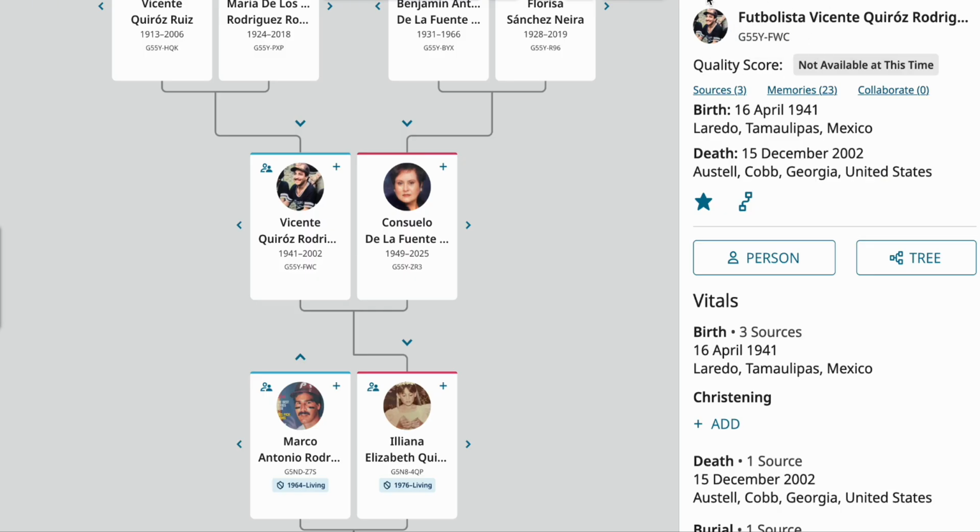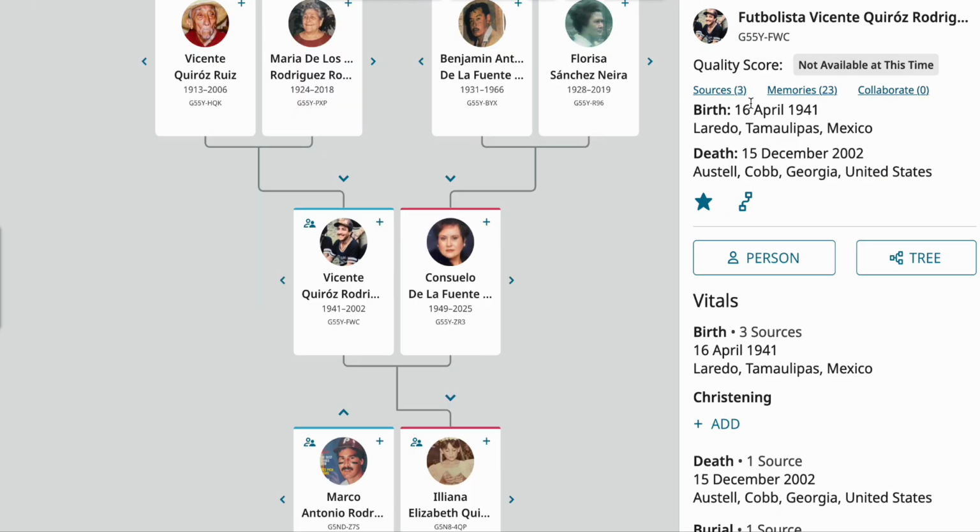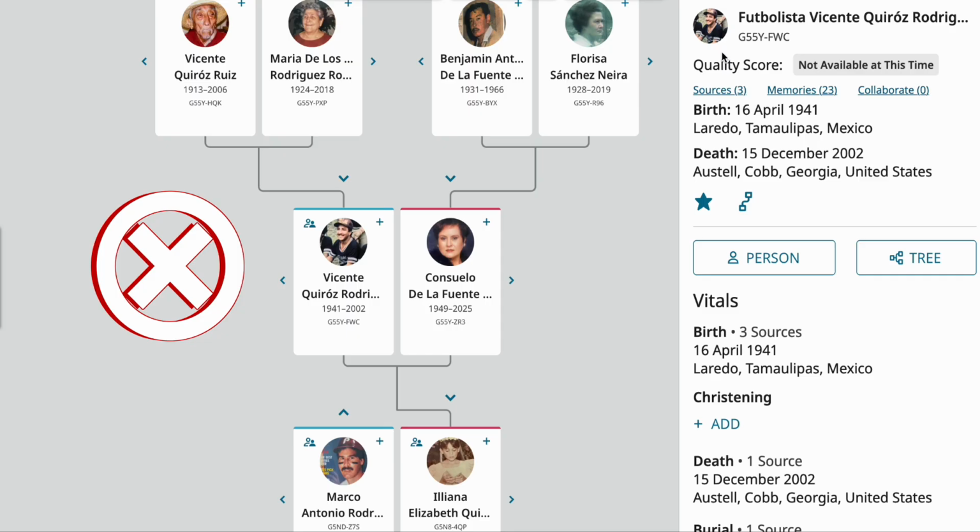He was famously known in Tamaulipas. Unfortunately, he did not inherit the Widow's Peak. Of course, he was born on April 16, 1941 in Laredo, Tamaulipas, Mexico, and passed away on December 15, 2002 in Austell, Cobb, Georgia, United States.